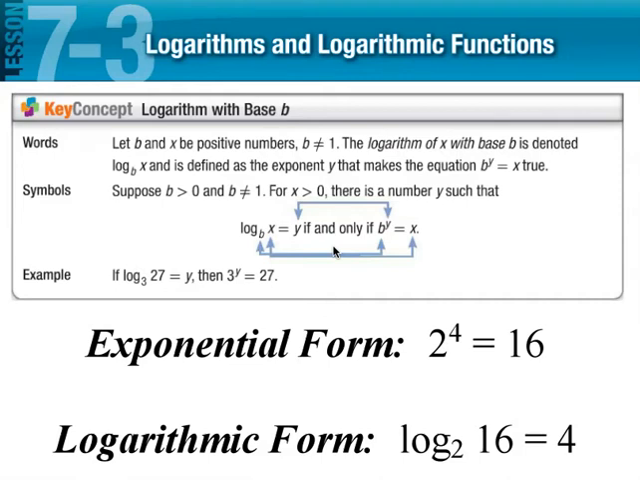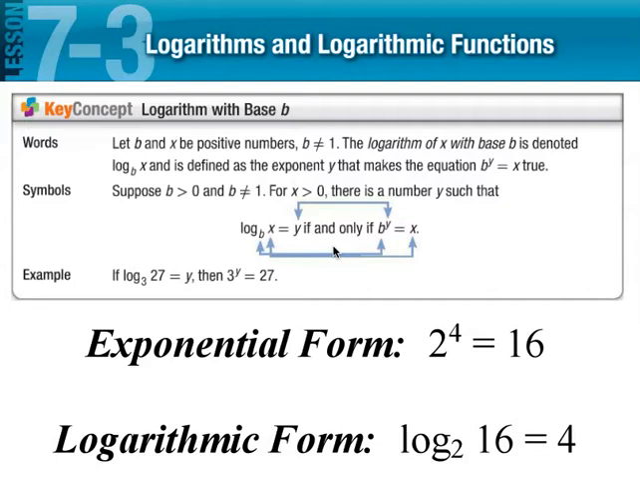Base for what logarithms are, and your book defines logarithms as log base b of x, and it's defined as the exponent y that makes the equation b to the y equals x true. Okay, now you're all really confused, right? Yep. Okay, so this is the thing.